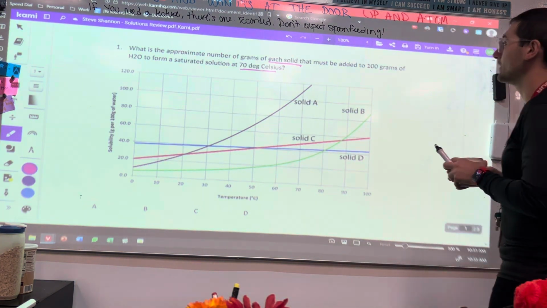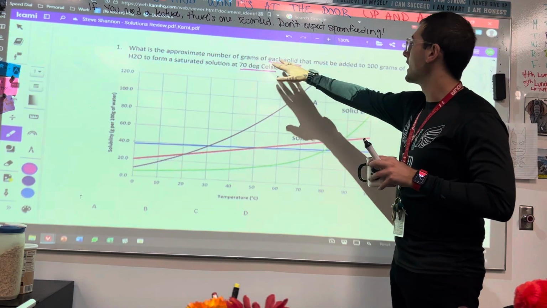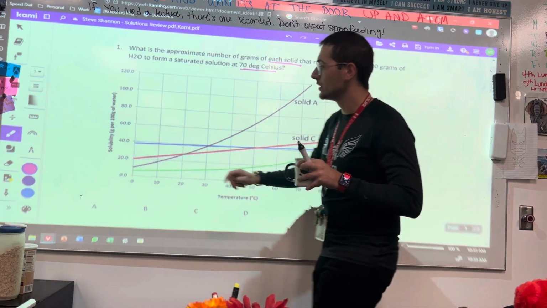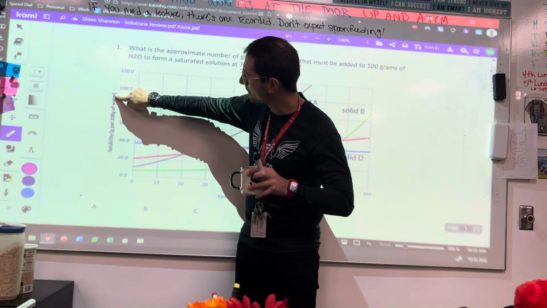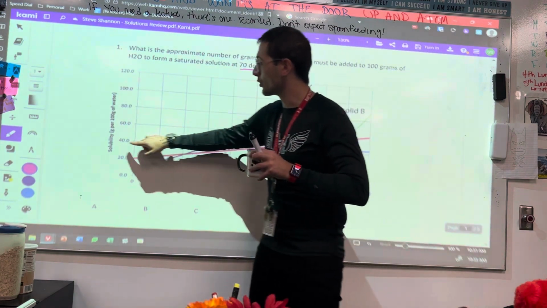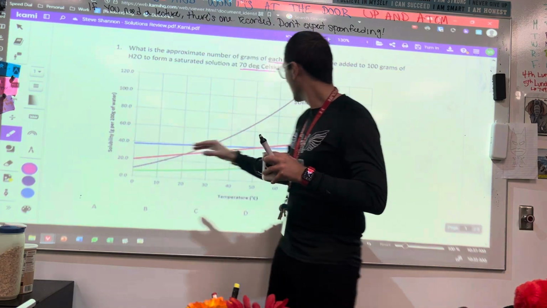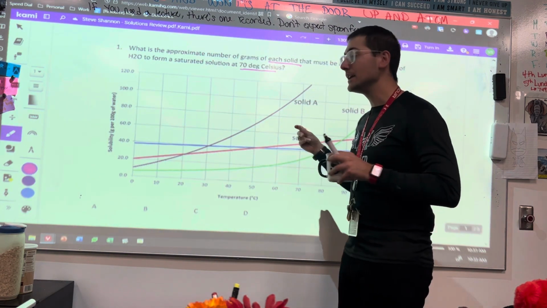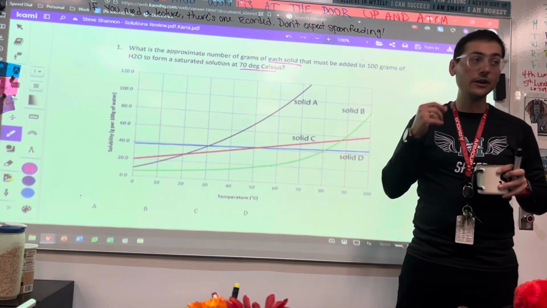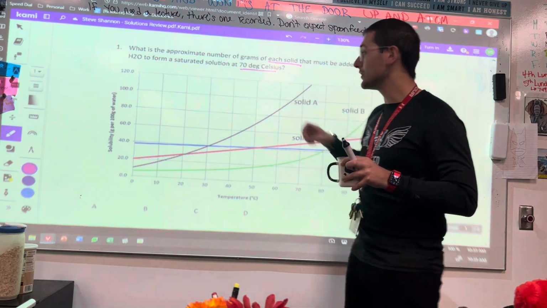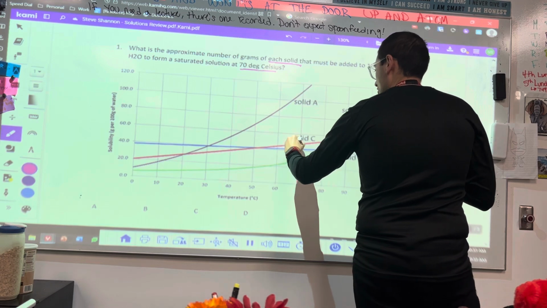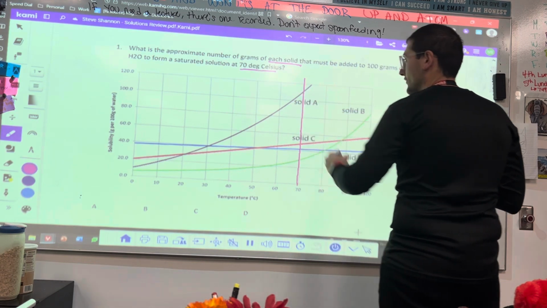So what I mean by that, first we see number of grams of each solid must be added to 100 grams of H2O. So right here we have grams per 100 grams of water. So that 100 is kind of a trick there. We're just looking for how many grams of solid A, B, C, and D need to be added in order to make all of these saturated. But there's another kicker: at 70 degrees Celsius. So that means we can take a line here and draw it all the way up at 70 degrees Celsius.